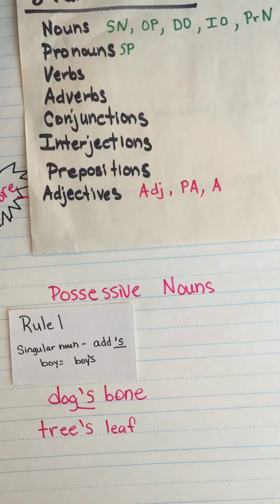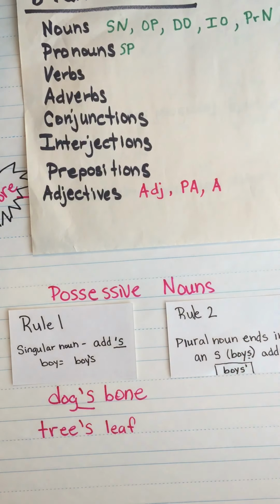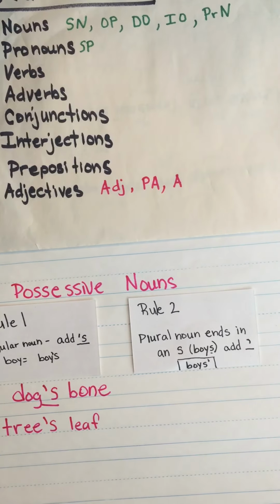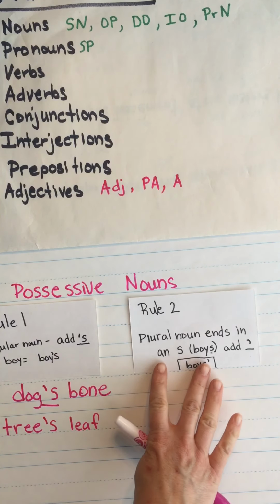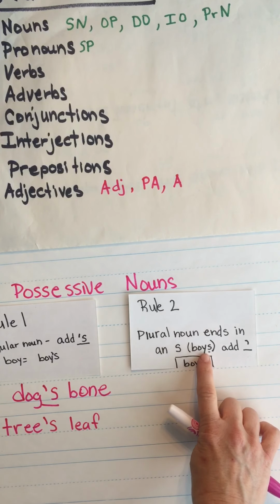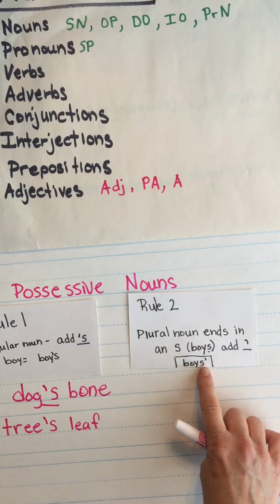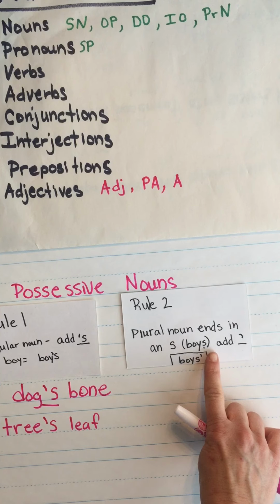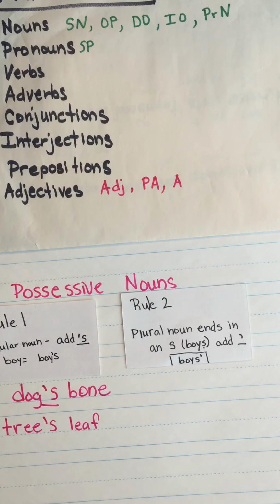Okay? What if we have, let's move on to rule 2 here. Rule 2 says that if a noun is already plural, boys, you add an apostrophe afterwards. So what if we have dogs? We have more than one dog now.